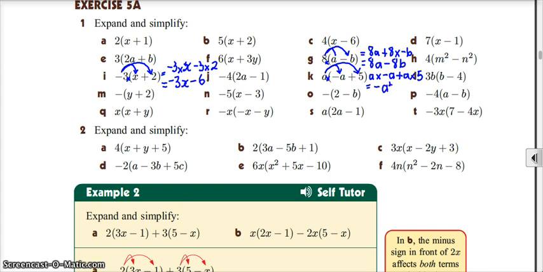Alright. And then I say, okay, well I've done that. Positive times a positive is a positive. A times 5 is 5A. So my answer is negative A squared plus 5A. Alright.